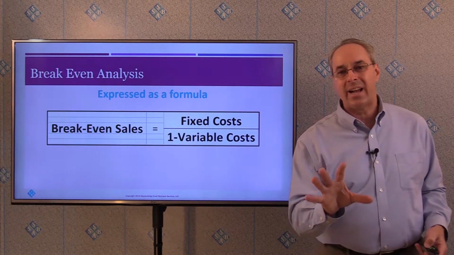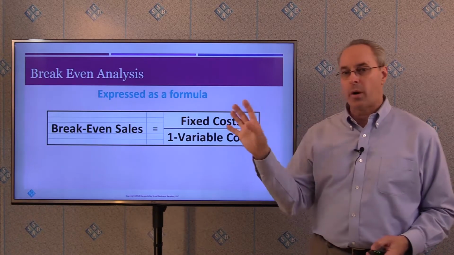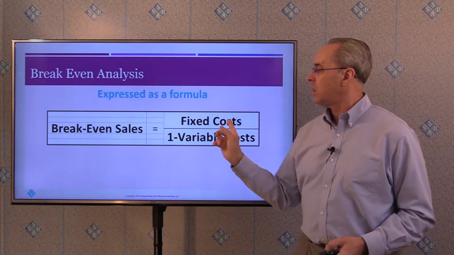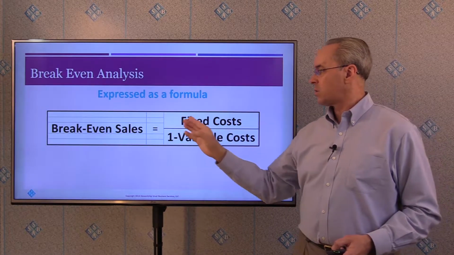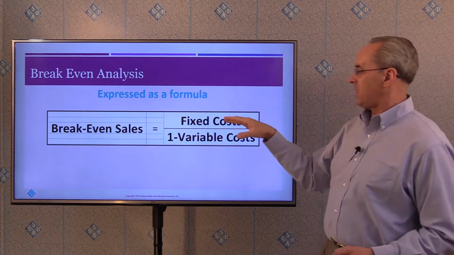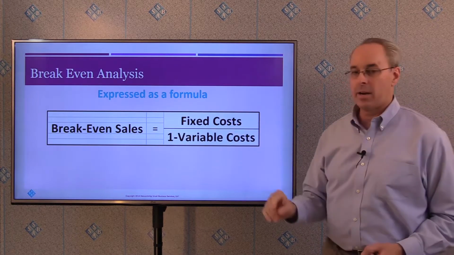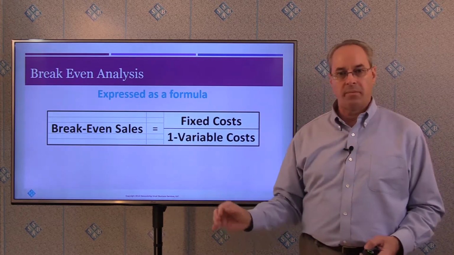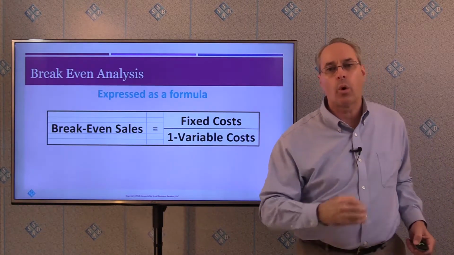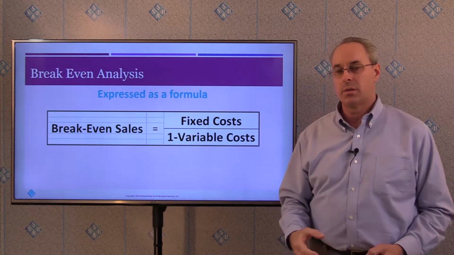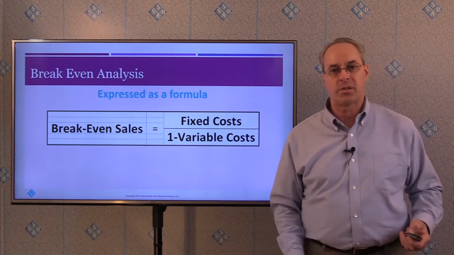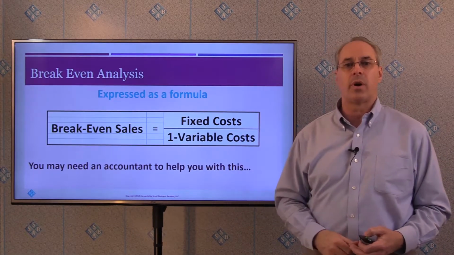So expressed as a formula, this is why we have to do the fixed and variable costs. On the top, the break-even sales is the fixed cost divided by the number 1 minus your variable costs. And this is the variable costs expressed as a percentage or a decimal. You'll see what I mean in a second.